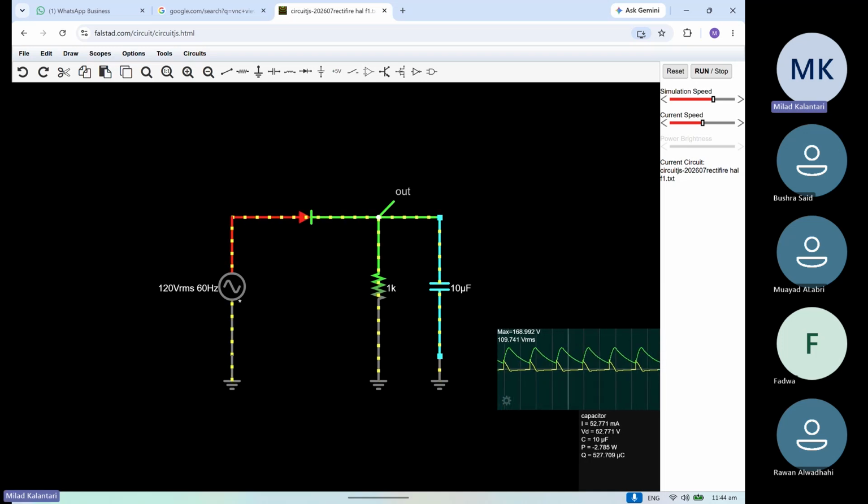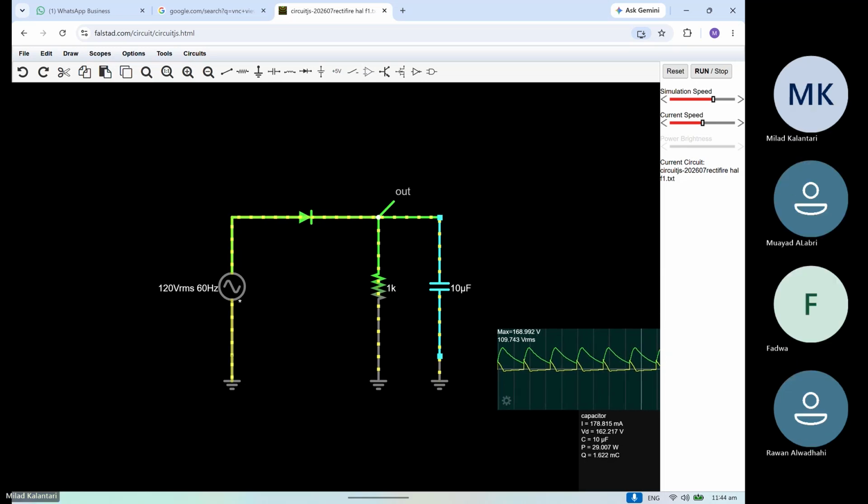Is it clear? Yes. So you need to make sure that the time constant of the circuit is much larger than 10 milliseconds in order to make sure that this cap is not discharging in that region of time, right? So that's why we increase the cap value.